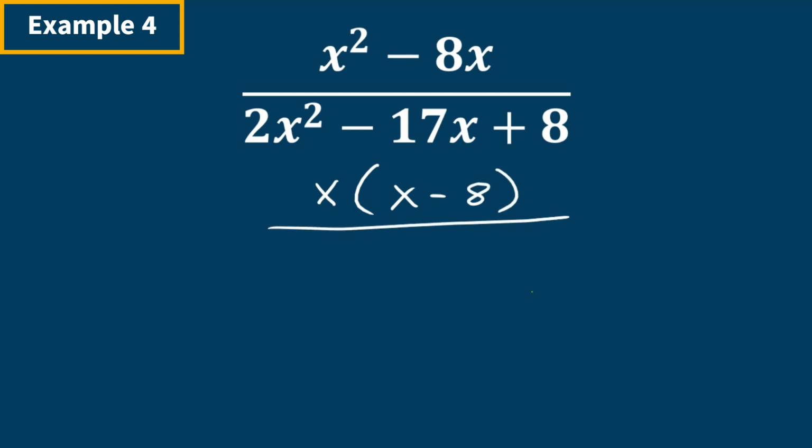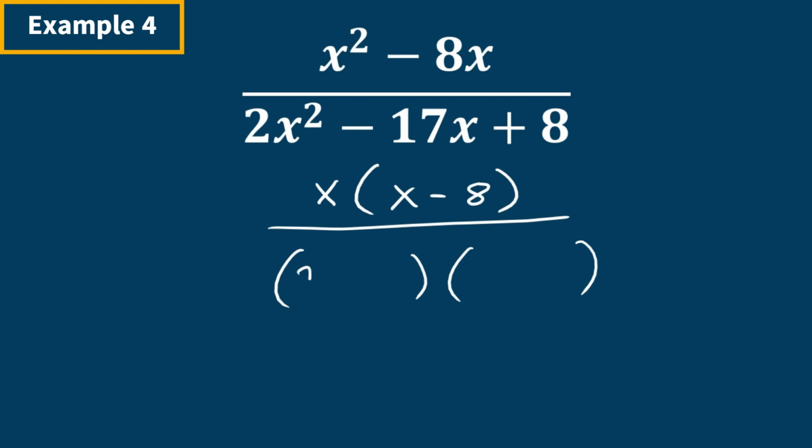Now what we got to do is factor out the trinomial on the bottom, and these ones are a little bit more tricky since there's a 2 in the front there. But I'm going to go ahead and use the trial and error method, and the more of these you do, the faster you'll become at factoring them.